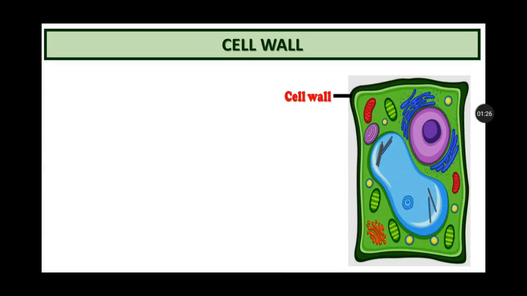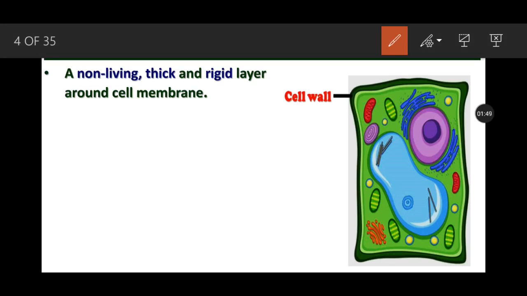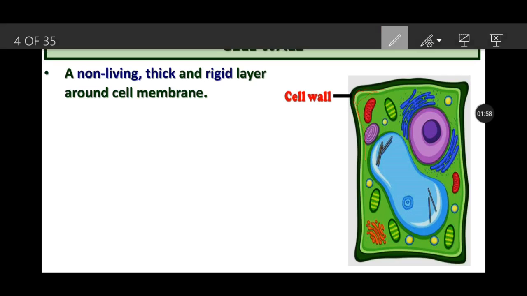Okay, the first component is the cell wall. A non-living, thick and rigid layer around the cell membrane is known as a cell wall. As you can see in this plant cell, the outermost layer is the cell wall. It is a thick and rigid layer, and it is present around the cell membrane. Basically, this outermost dark green color is the cell wall, and this inner one is the cell membrane.